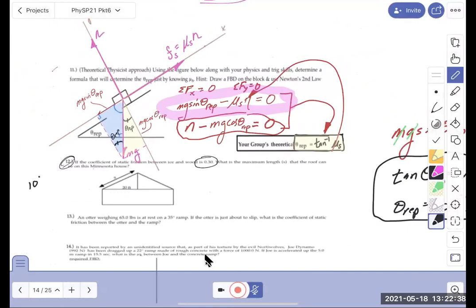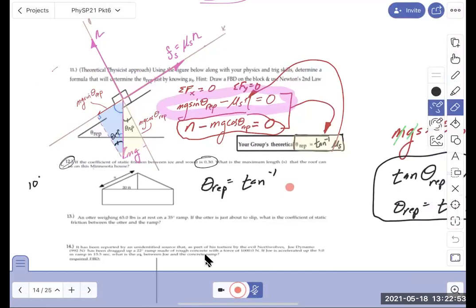So we say, okay, we want theta rep. Go back to my equation here. I want what angle I need. Theta rep then is inverse tangent of mu sub s. Well, mu sub s here is 0.3. There are no units. It's a coefficient. Coefficients have no units. 0.30.